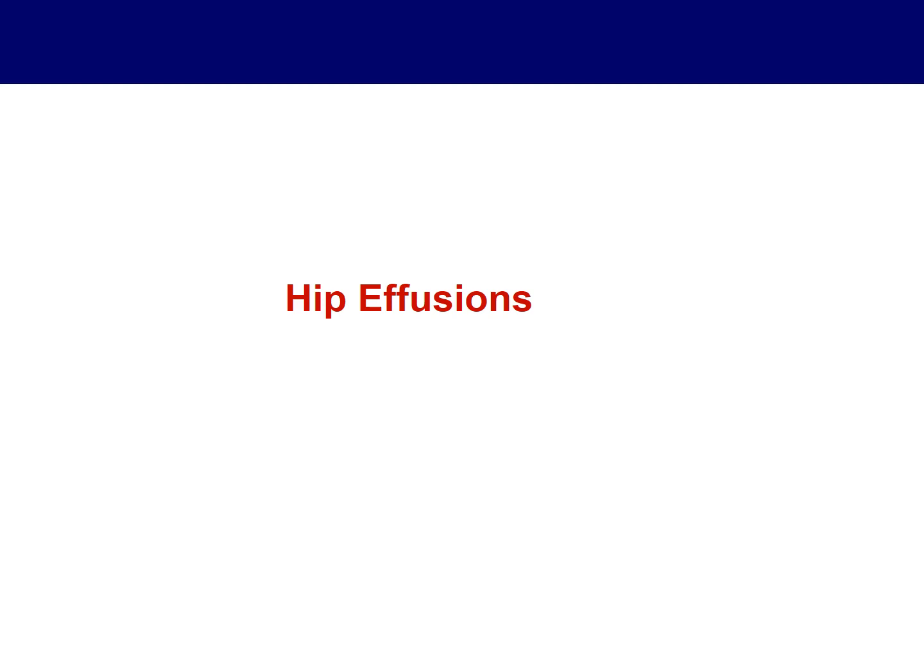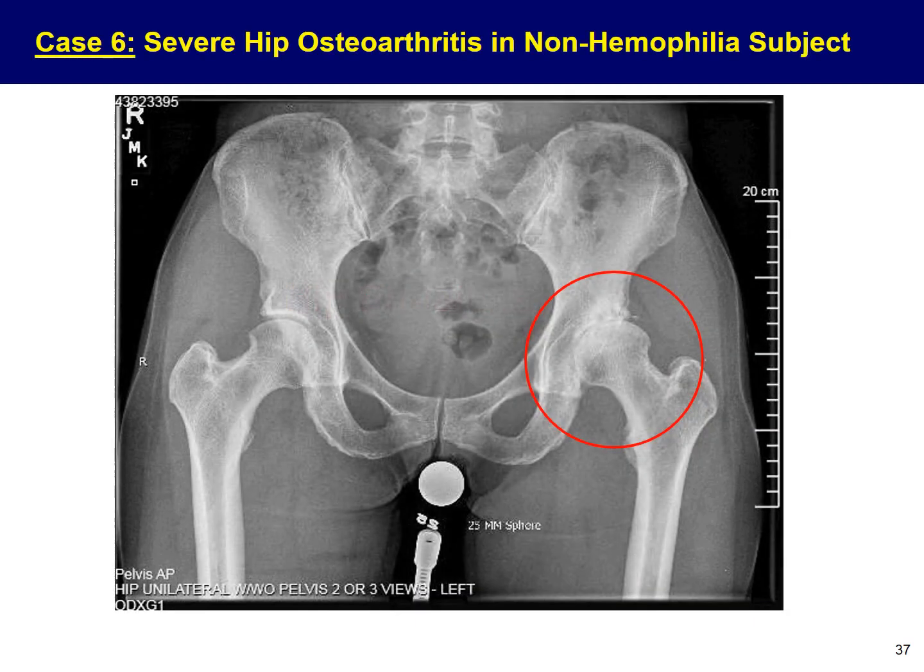We will now proceed to hip effusions and work out the differences to iliopsoas bleeds. Let's proceed with a hip effusion in a case of severe hip osteoarthritis in a non-hemophilia subject. This is case 6, and you see here the radiograph depicting severe osteoarthritis in the left hip with some features of dysplasia, whereby the femoral head is not fully covered by the acetabulum.